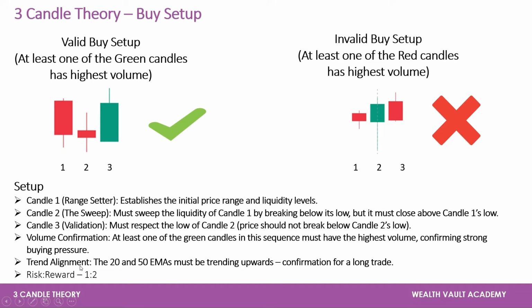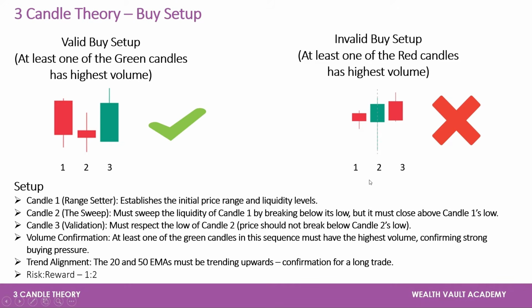Then for trend alignment, the 20-50 MA must be trending upwards. This gives confirmation for a long trade. And one more important thing is the risk reward. I have seen that this setup works very well with a risk reward of 1 to 2. So we will follow a 1 to 2 risk reward ratio.